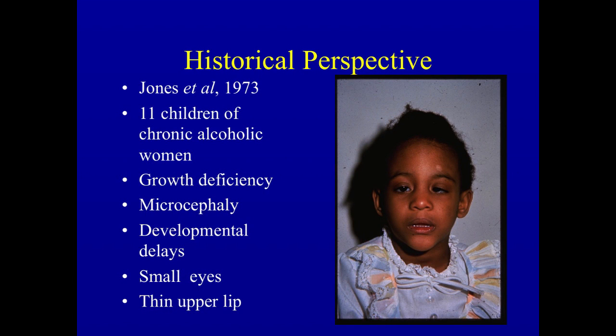But in 1968, Lemoine, who had been a French investigator, published a paper on about 100 children who had been born to women who were alcoholic. But that paper was largely overlooked, largely because the paper was published in French. At any rate, in 1973, Jones and colleagues reported on a series of children who had been exposed to alcohol before they were born.